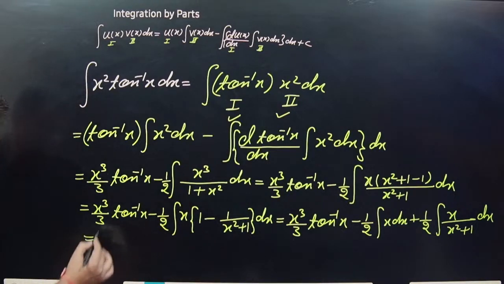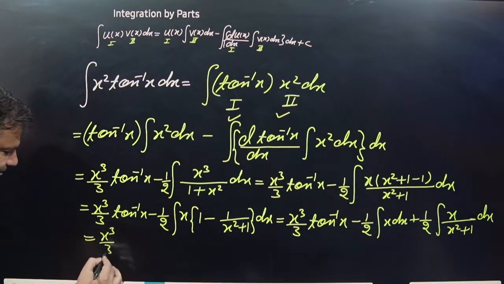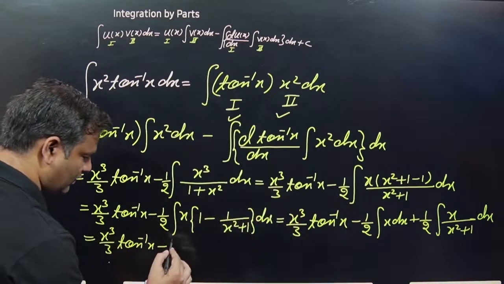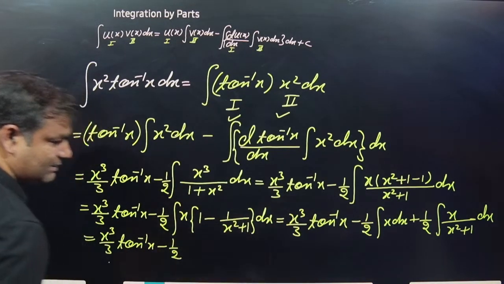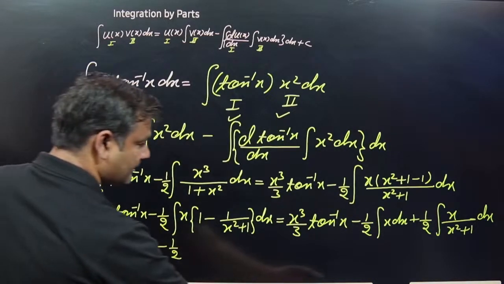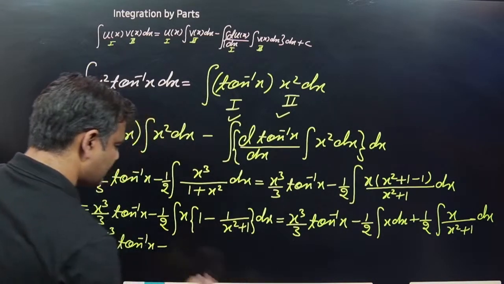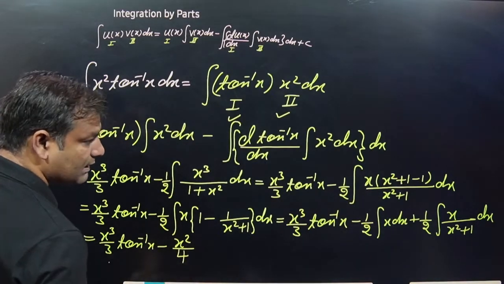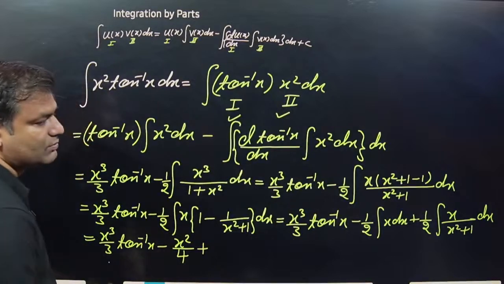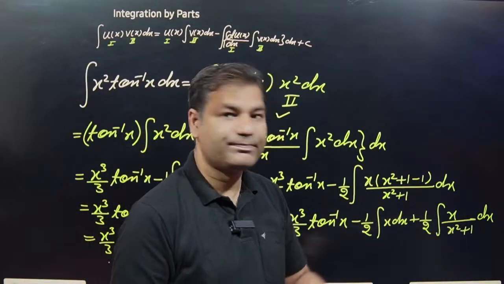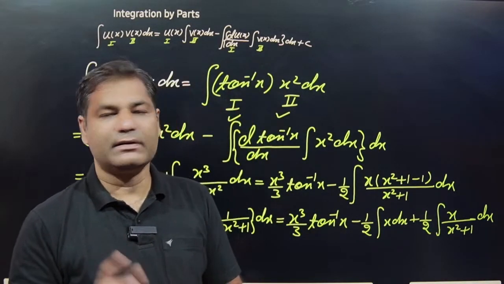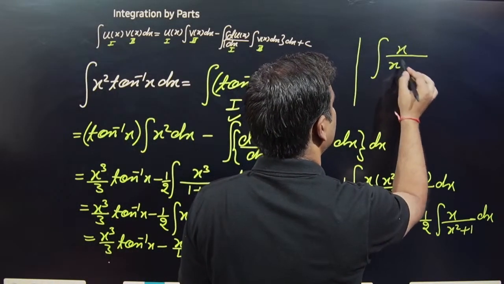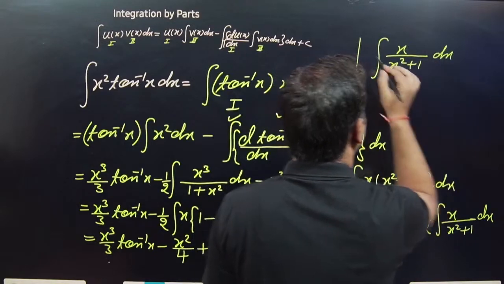So finally you can write now here x cube by 3 into tan inverse x, and that one, 1 by 2 x into dx is how much? x square by 2. So basically x square by 2 into 2, that is 4, plus. Now how can we solve this type of problem? Look here, integration of x upon x square plus 1.